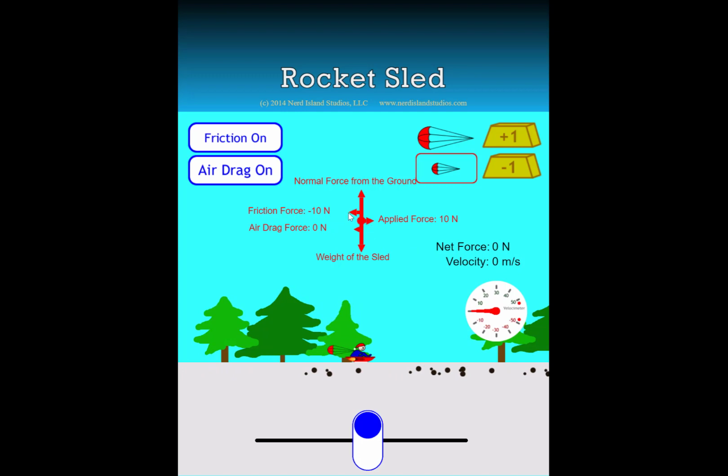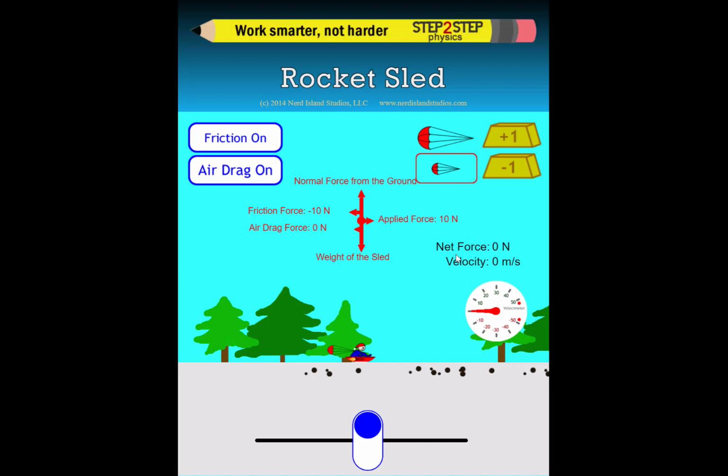Now our net force is 0 again. We have a 10 Newton applied force from the rocket and a negative 10 Newton frictional force, and so we don't move. So the keys here are objects at rest stay at rest if there's no net force. A net force causes an acceleration in the direction of the net force. And objects in motion stay at a constant velocity if there's no net force.